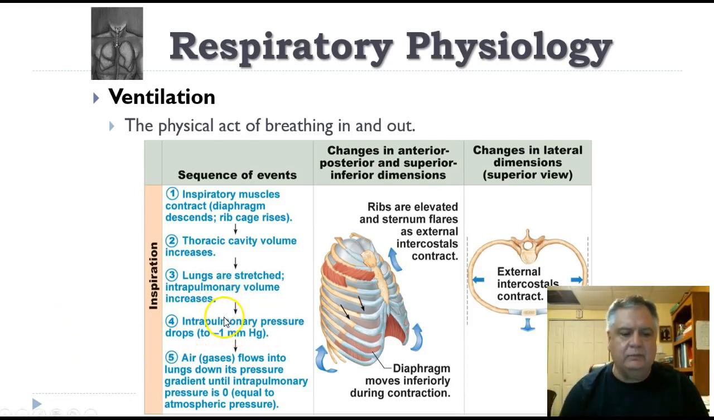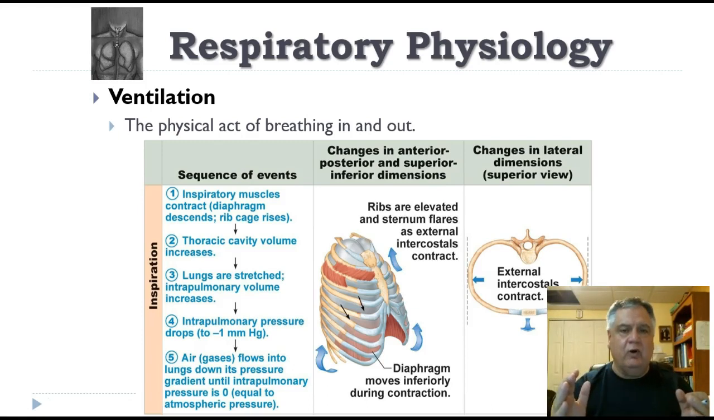So what's going to happen? In step number 5, air, or the gases in the air, including particularly oxygen, are going to flow into the lungs as they move down their pressure gradient. So the air is going to move from where there is high pressure to where there is low pressure.